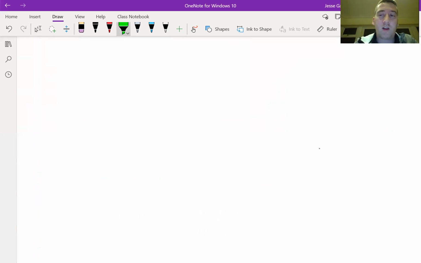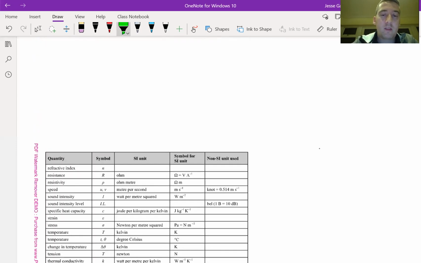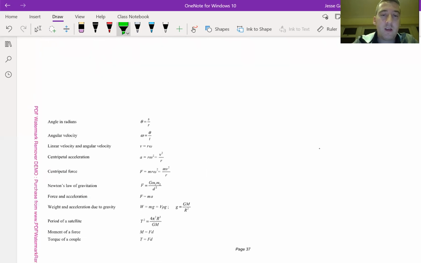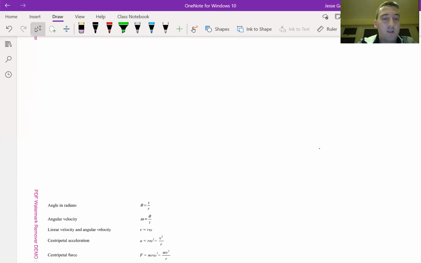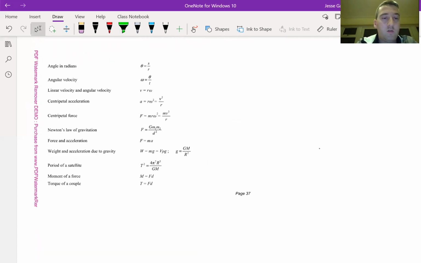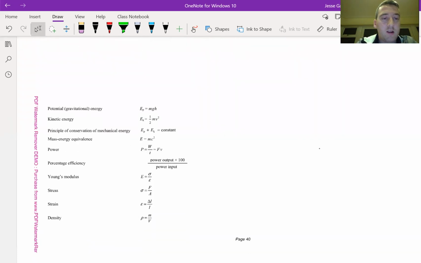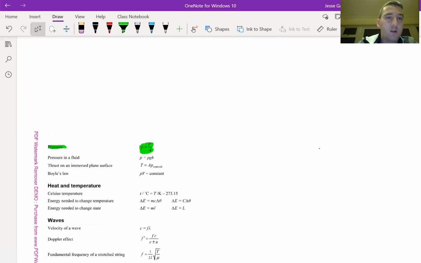So I'm going to go ahead and go down to page 36. Where are we at? Page 36. Here we go. So this is the start of mechanics, and we're looking for the formula for density. So I don't see it there. Don't see it there. Don't see it there. Don't see it there. Oh, maybe I do. Hold on.